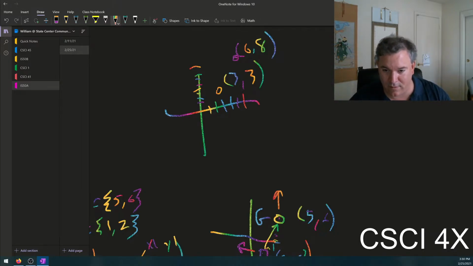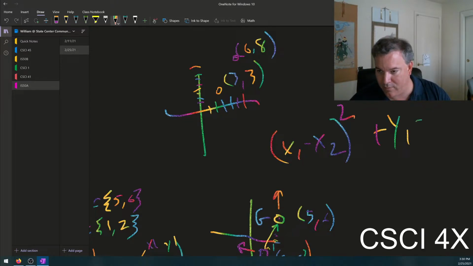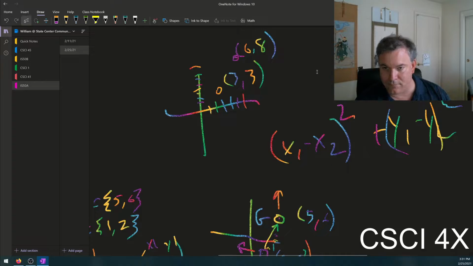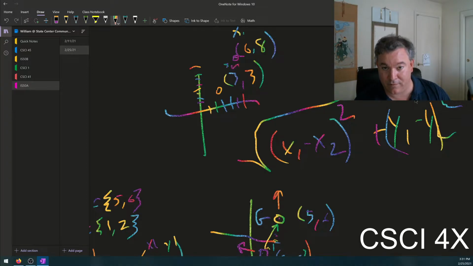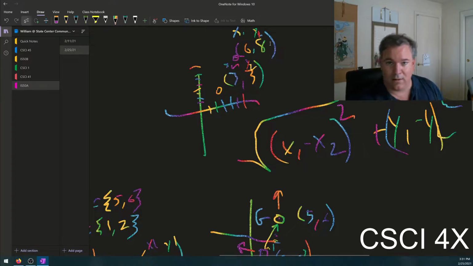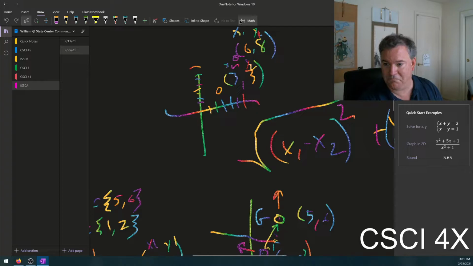Remember, it's x1 minus x2 squared plus y1 minus y2 squared, and then the whole thing square rooted. It doesn't matter which one is x1 and which one is x2. Just call it 1 and 2. You do a graph, that's cool. All right, so let me pause the recording and let you figure that out.